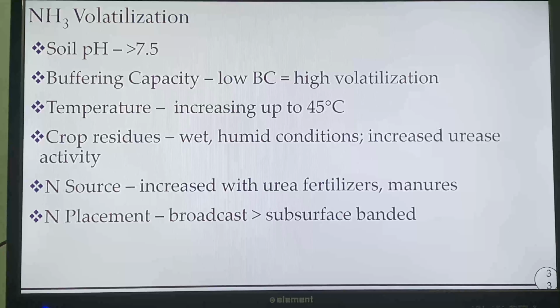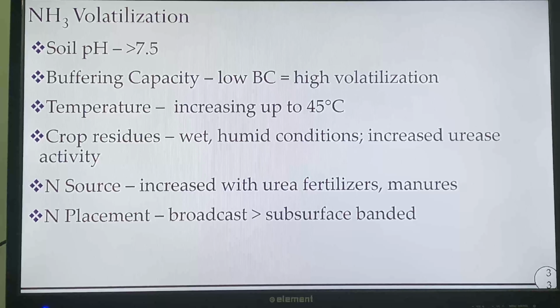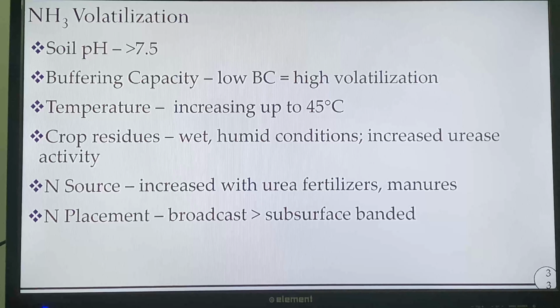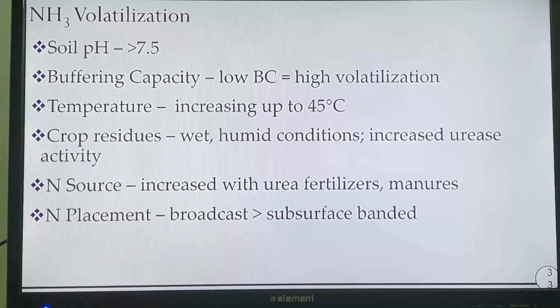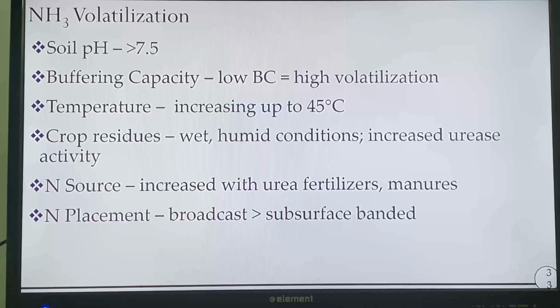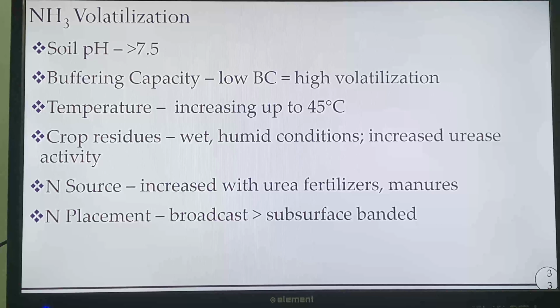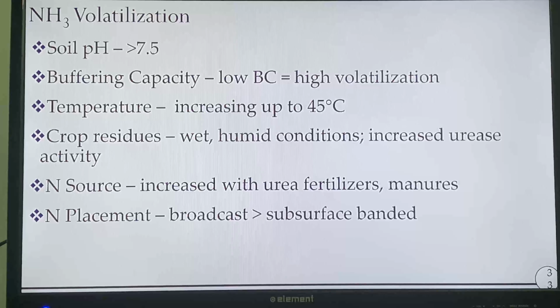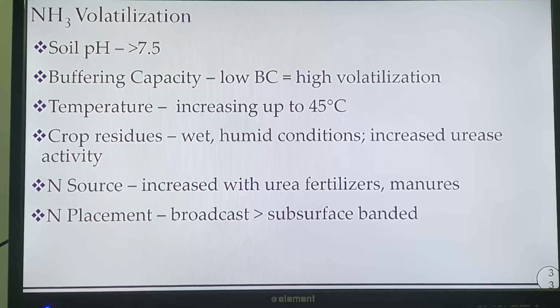While we want to keep our crop residues on there to minimize runoff and preserve some of the soil moisture, it can create some wet, humid conditions which are going to exacerbate, speed up, catalyze that urea hydrolysis reaction. The faster that reaction happens, the quicker this volatilization happens, and your nitrogen and your fertilizer is now lost to the atmosphere, which is not a good thing. Fertilizer is expensive, and we don't need to be losing it to the atmosphere because we're trying to preserve our environment.